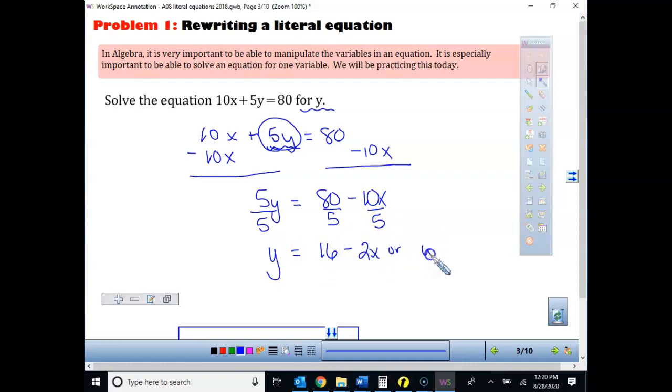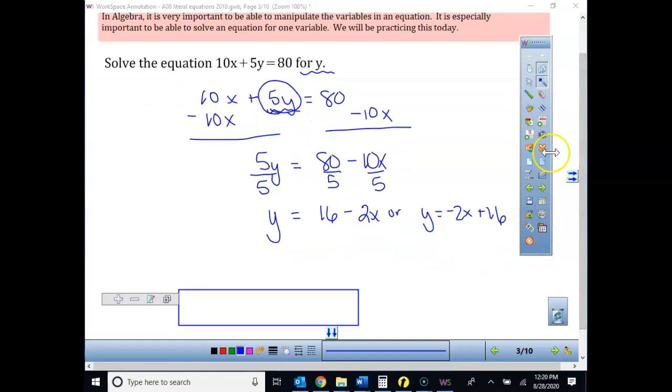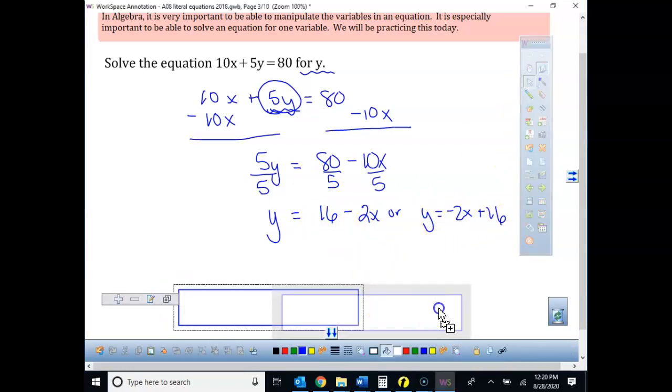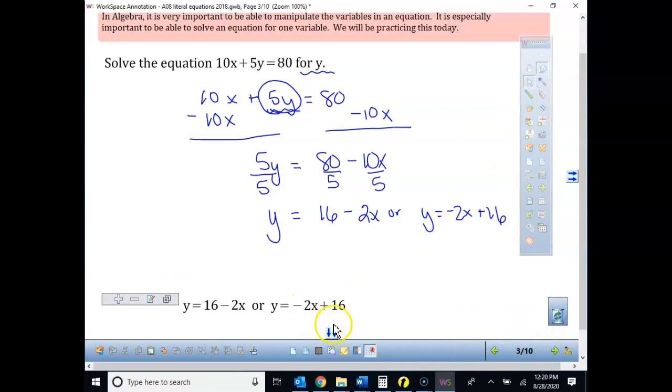Could I have written it this way? y equals negative 2x plus 16. That would also be correct as you are taking a look at that answer. I cannot change this to be 2x minus 16. So just be really careful about how you're writing those solutions, okay? So both ways will work as I am looking at that.